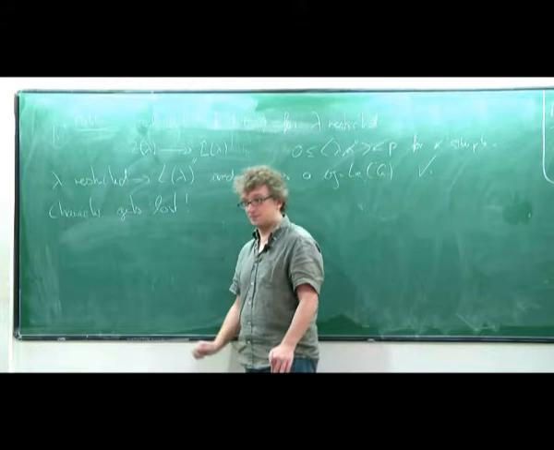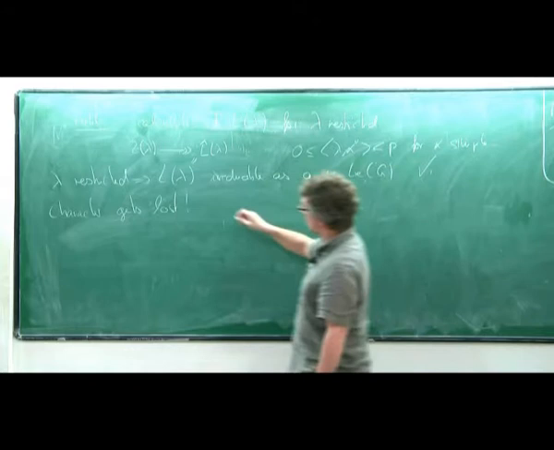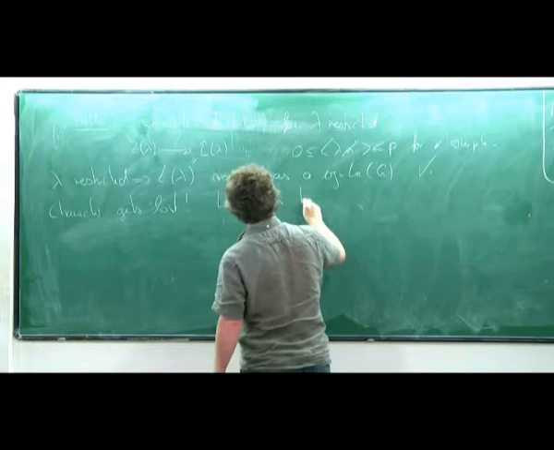So the character gets lost because the Lie algebra of T acts trivially on K theta P lambda.